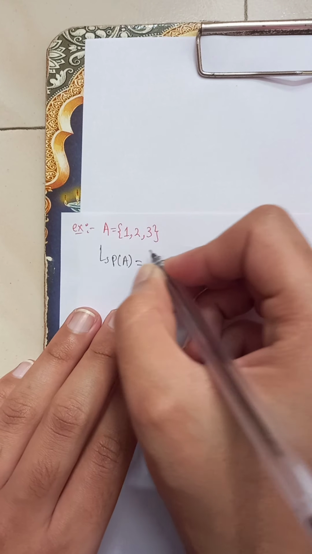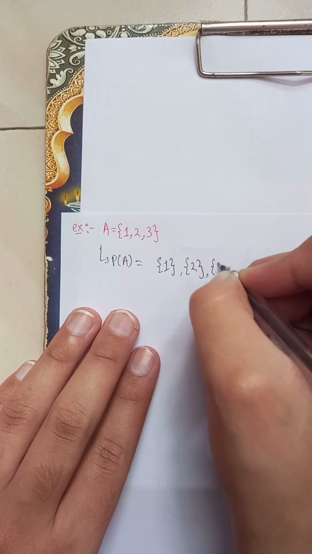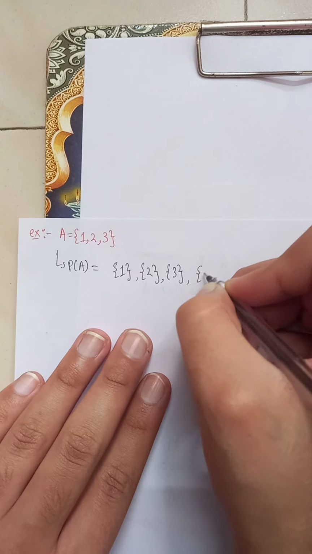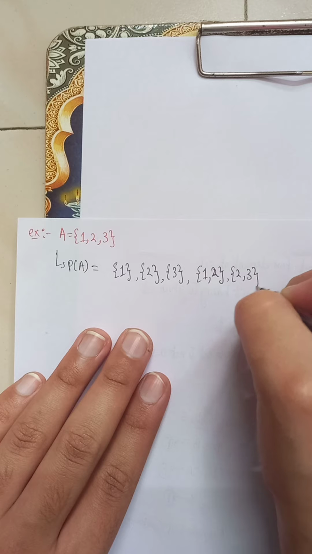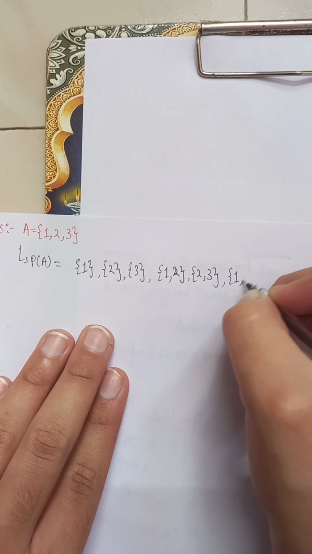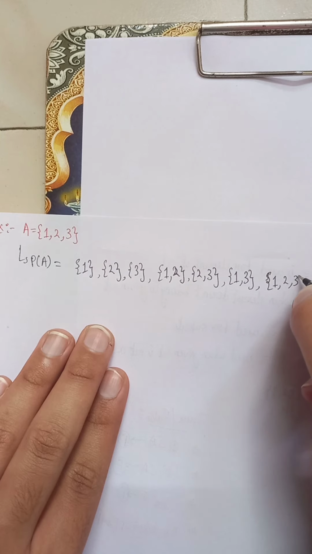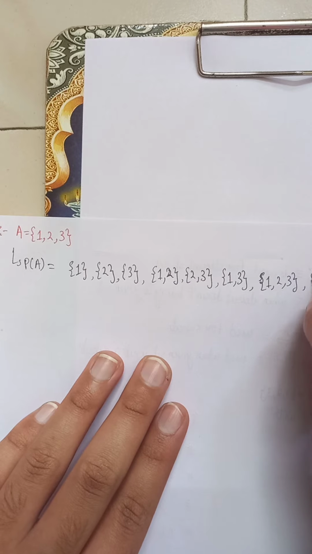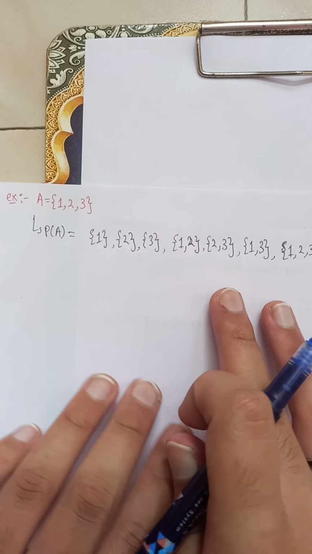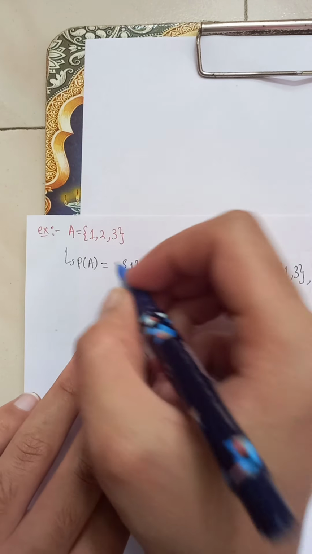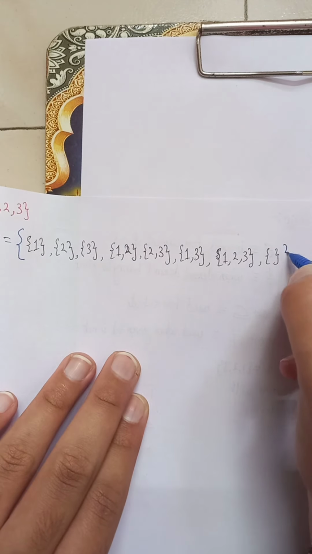So first, let's write the subsets: {1}, {2}, {3}, {1, 2}, {2, 3}, {1, 3}, {1, 2, 3}, then the empty set. I've taught you how to write the subsets, so you can watch that lecture if you don't know. So these become the elements of the power set of set A.